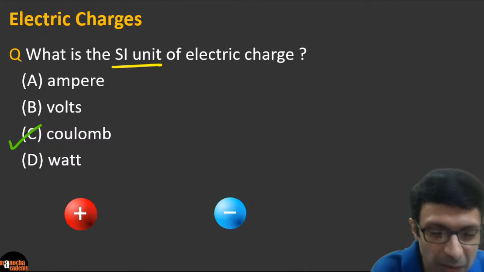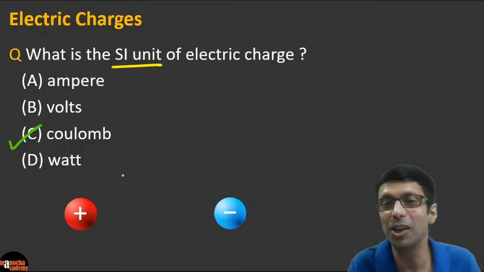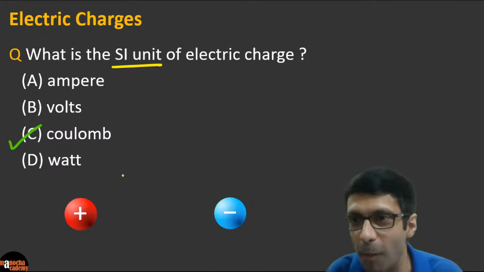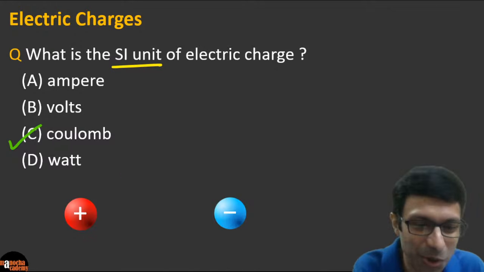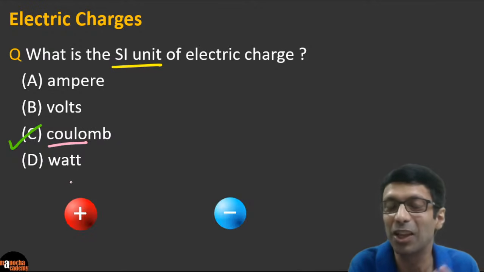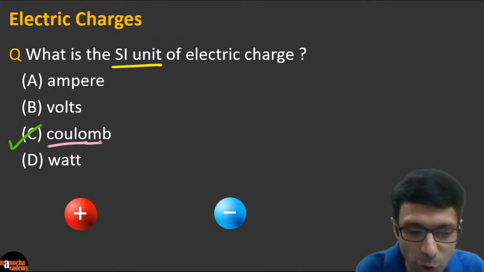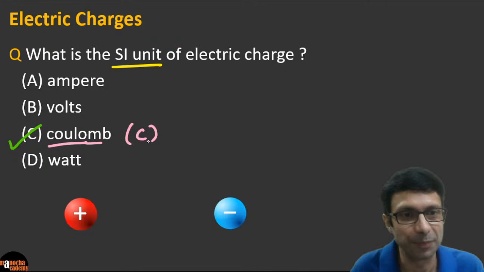And please note the spelling. It's C-O-U-L-O-M-B. So I remember the word. You can say the word as coulomb. Sounds cool, right, guys? But it's not C-O-O-L as cool. It's coulomb. So please note the spelling. And what is the symbol for coulomb? It's denoted with a capital C.